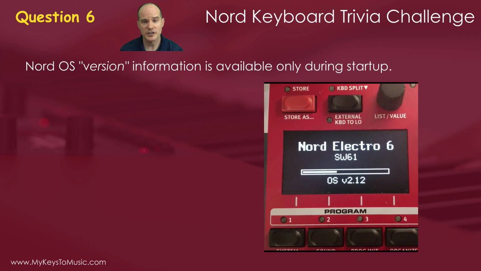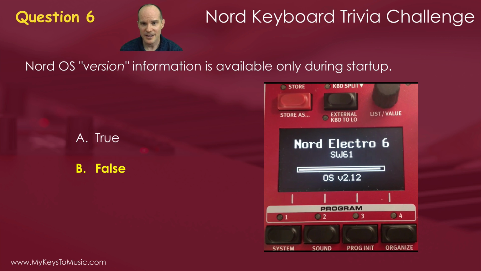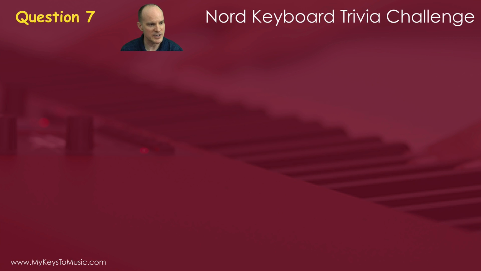The Nord OS version information is available only during startup. That's false, and true if you are using an old version of the operating system. A new version of the operating system now presents a new screen. It's the last screen in the system settings, and on that last page you'll see information on the OS, and you can do that without having to boot the keyboard to see what version of OS you're running. It's also available in the Nord Sound Manager. If you had the Nord Sound Manager connected, you'd be able to see your OS information there. So kind of a trick question there.